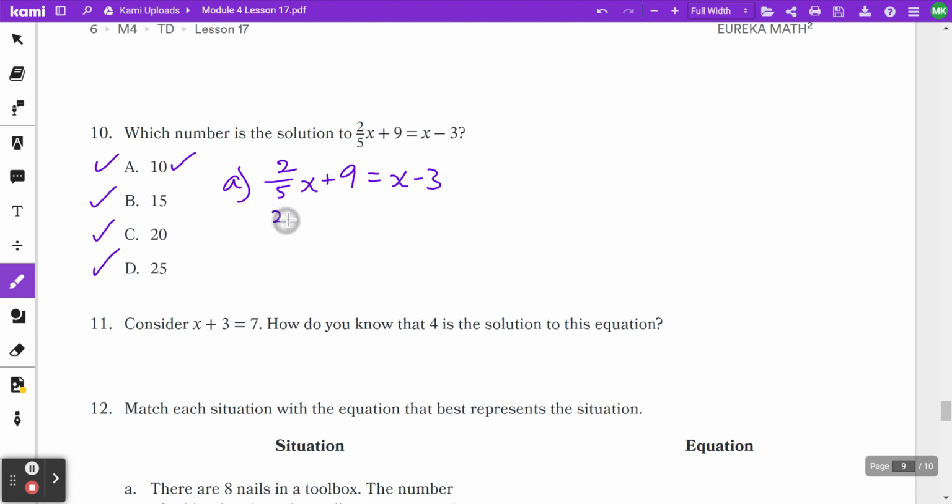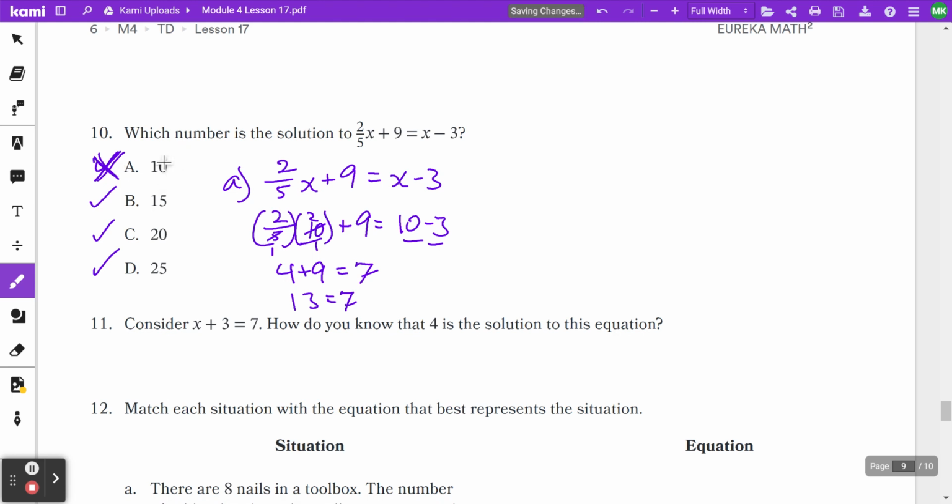And I plug in the 10. So 2/5 times 10. Every time you see an x, you put a 10. Equals 10 minus 3, like that. So put that over there. That goes once, that goes twice. That's a 4 plus 9 equals 7, because 10 minus 3 is 7. This gives me 13. Oops, not plus. Gives me 13 equals 7. That's not true. So he's out. No way. He's not working. Takes care of that guy.